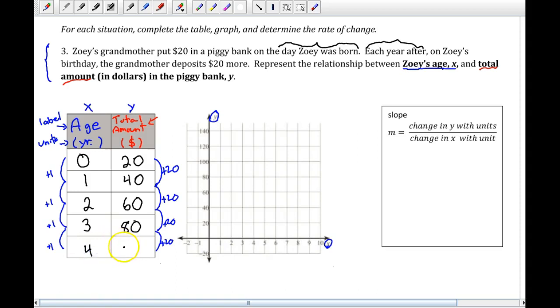All right. If you haven't already, go ahead and graph this. We spent last week plotting points. Let's plot them. 0, 20. What do you predict the graph will look like? 1, 40. 2, 60. 3, 80. 4, 100.